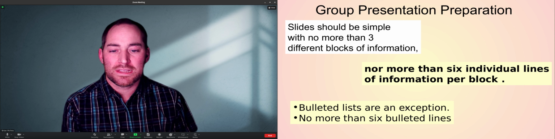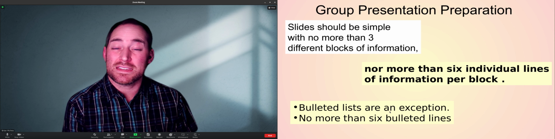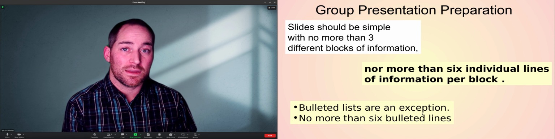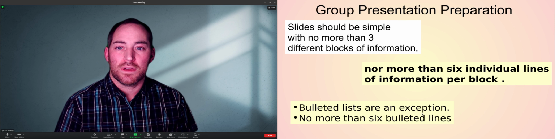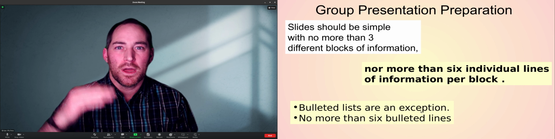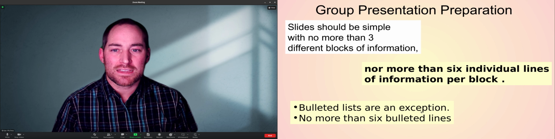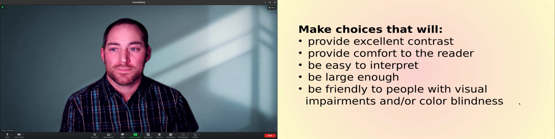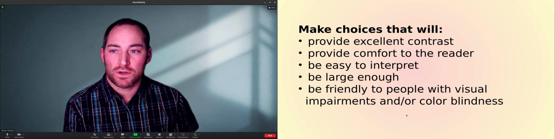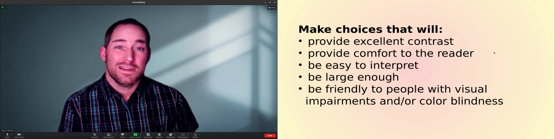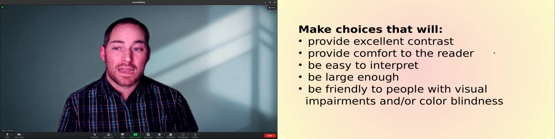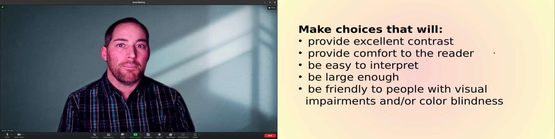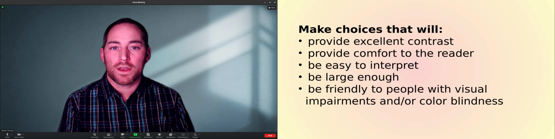So bulleted lists are an exception. No more than 6 bulleted lines in a bulleted list. So just use that as like a rule of thumb. No more than 6 lines of text, and the text should be shorter rather than longer as well. So here is a good example of the right size, the right number of points. This is about the maximum number of words you want on your slides.